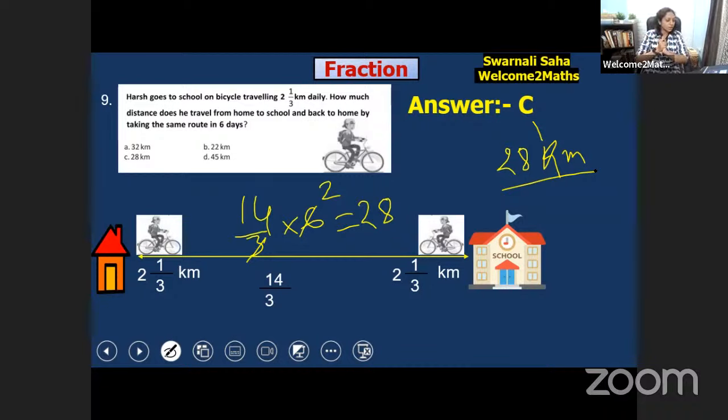So let's move on. If you have any query, you can ask me about this question. It's 28 kilometer. Did you understand now? Someone is saying internet issues. Hello, ma'am. It's 28 kilometer, not 22. So did you understand?